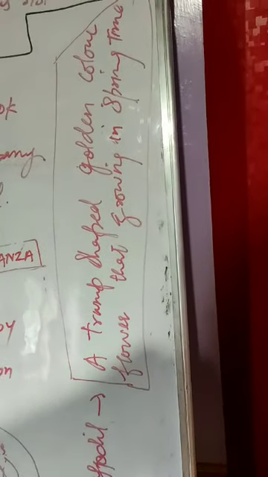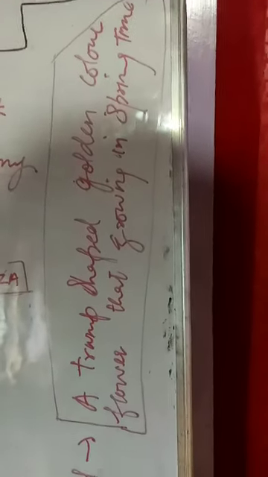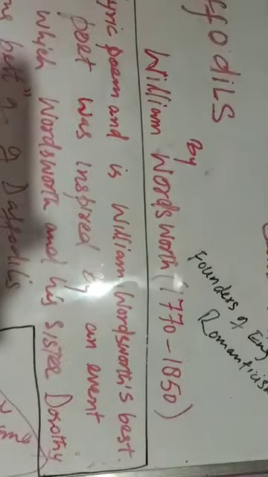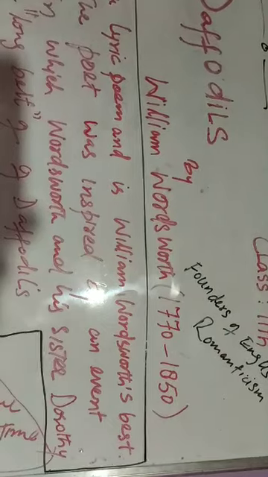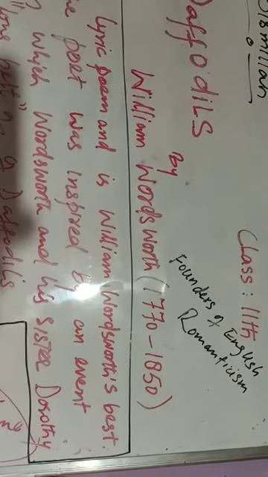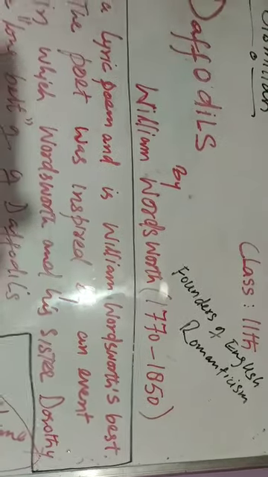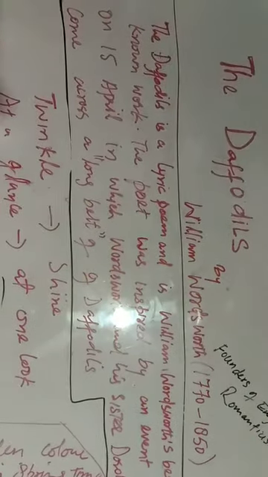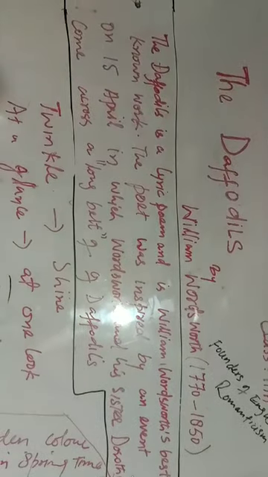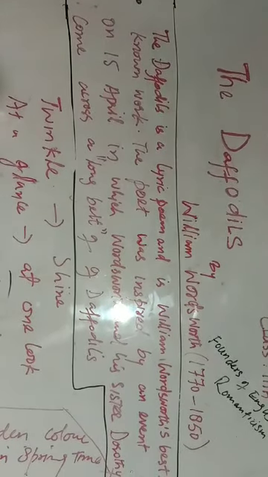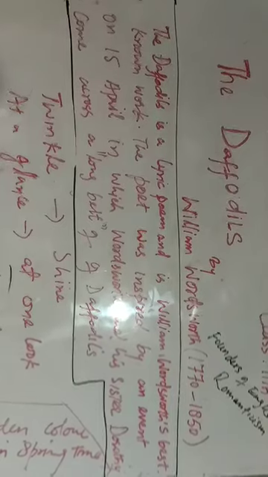Daffodil is a trumpet-shaped golden color flower that grows in spring time. By William Wordsworth, who was born in 1770 and died in 1850, also called the founder of English Romanticism. William Wordsworth penned down this poem. This poem is a lyric and William Wordsworth's best known work.